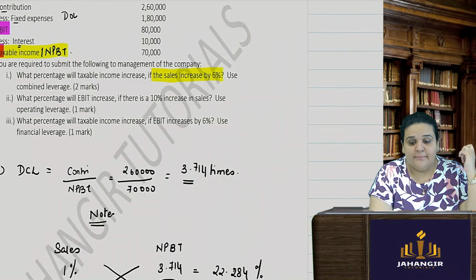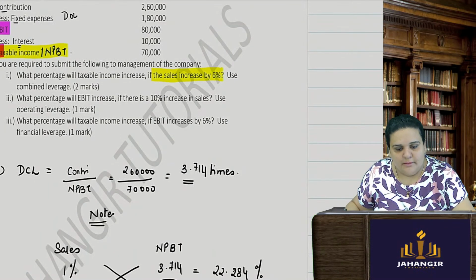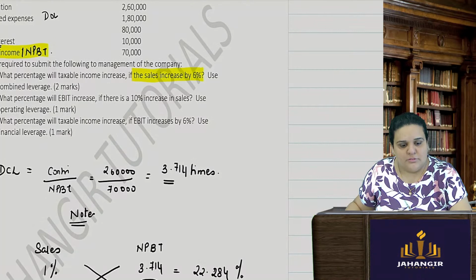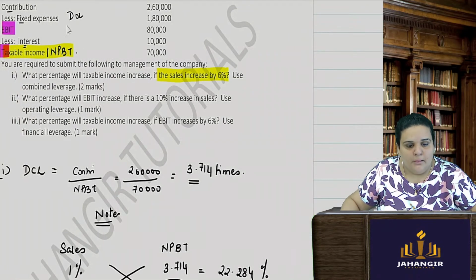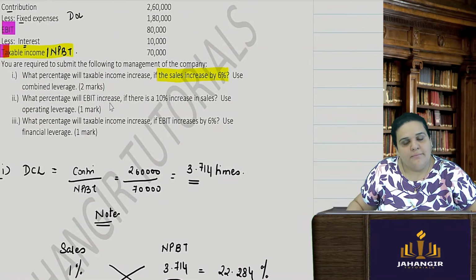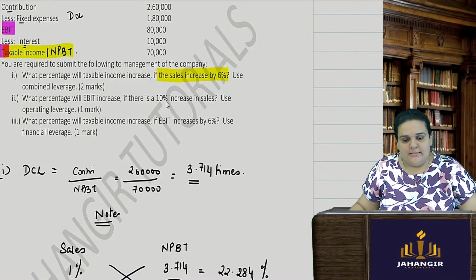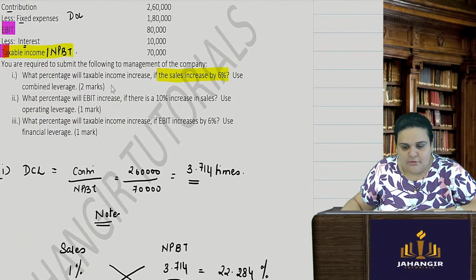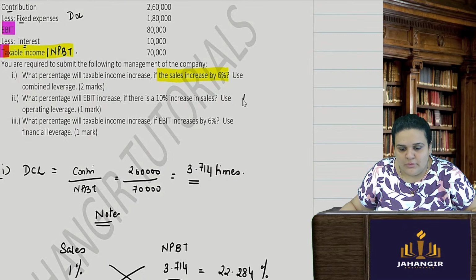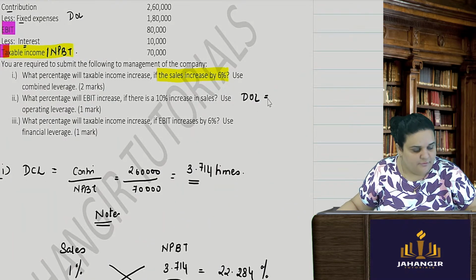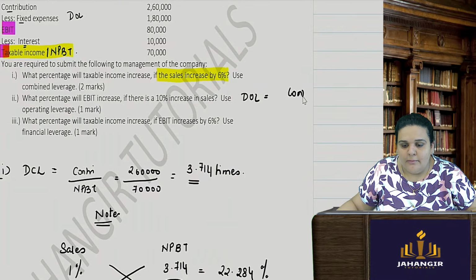I have to first find my operating leverage. Okay, so I am solving here so that the question also remains on your screen. What percentage will EBIT increase if there is a 10% increase in sales? We use operating leverage. Okay, fine. So degree of operating leverage, what is our formula? Contribution upon NPBIT.